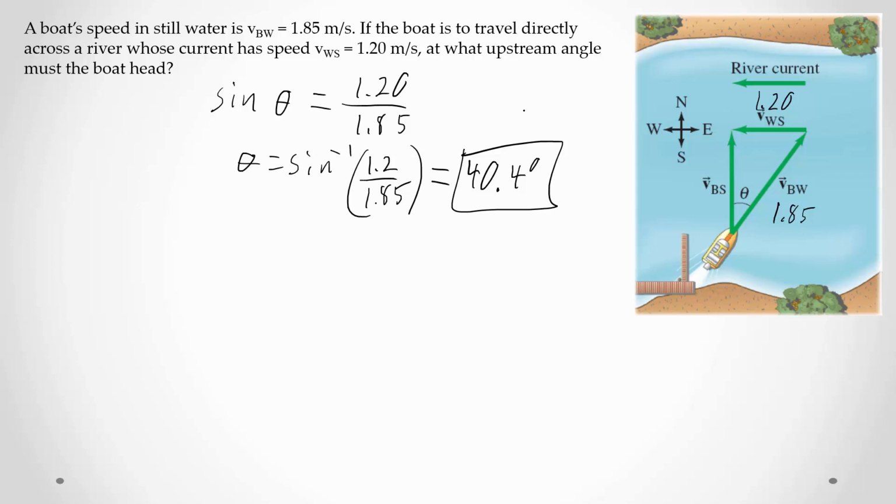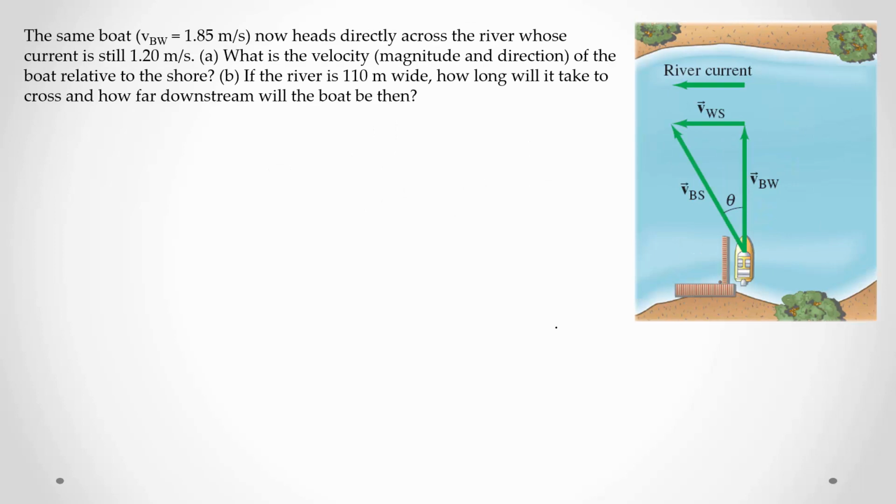Okay, so simple enough to get that angle, right? Now here we've got a boat, same river, so we've got these same two speeds, but instead of putting our boat at an angle relative to the shore, we're going to go straight across the river. So now the boat is heading this way, the current takes it that way, so its actual movement relative to the shore is going to take it off at an angle here.